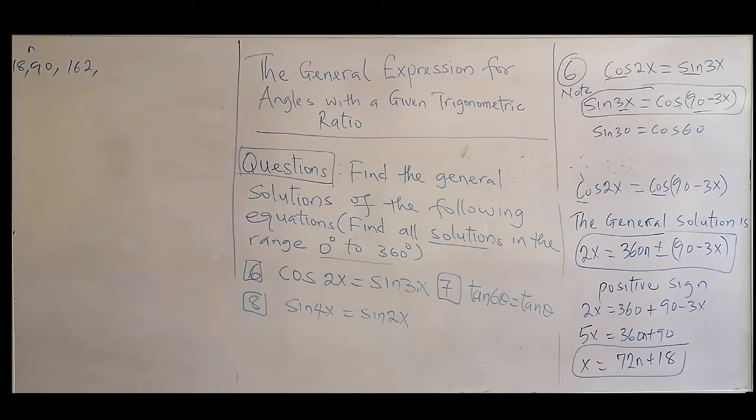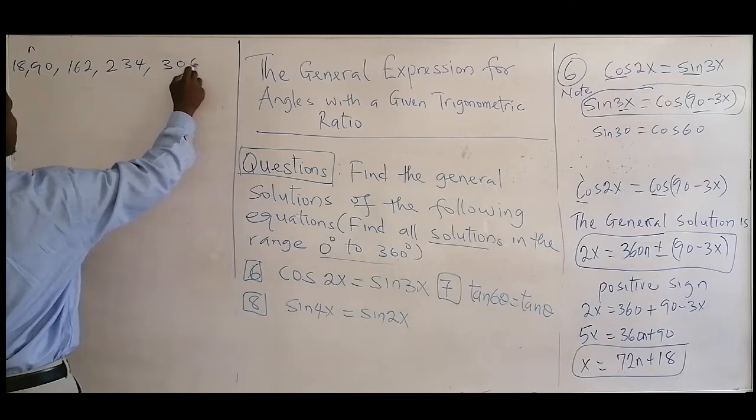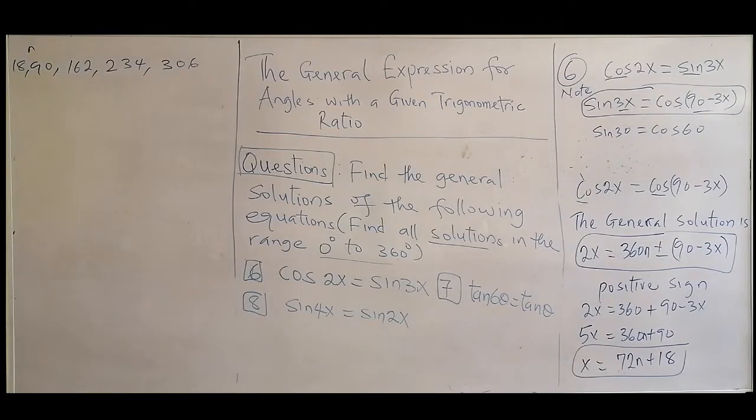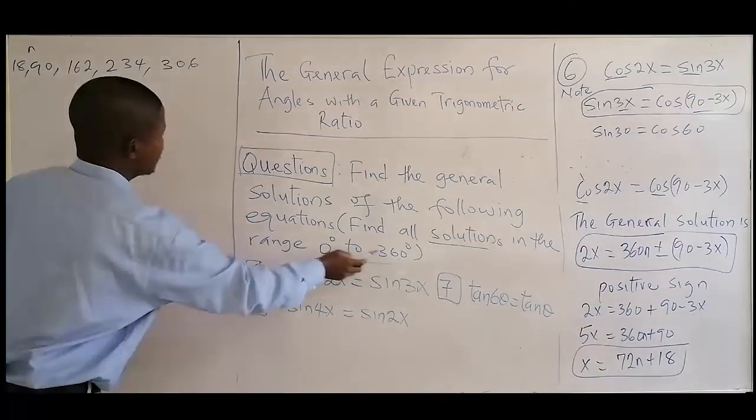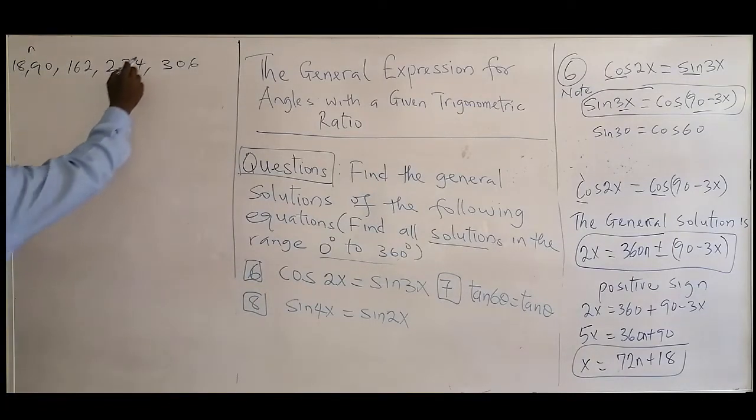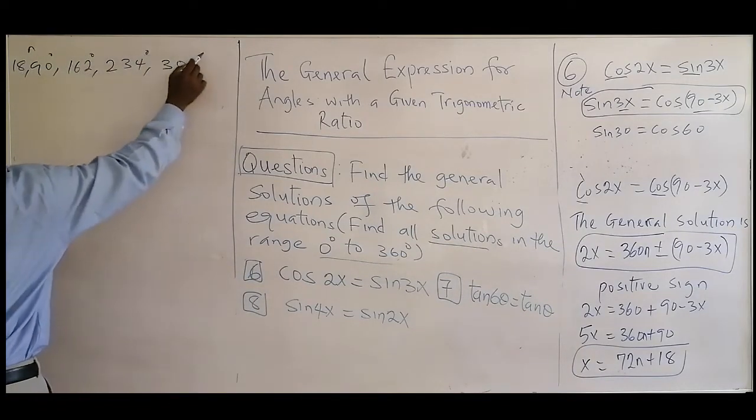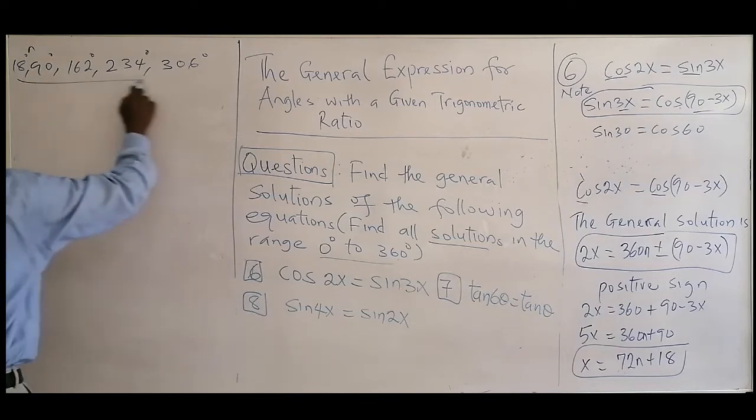When n is 3, 72 times 3 plus 18, we have 234. When n is 4, we have 306. Okay. What of n is 5? It is 378, which is outside the range. You have to check the instruction, from 0 to 360 degrees. It's outside the range. Okay, so those are the solutions we have for that equation.